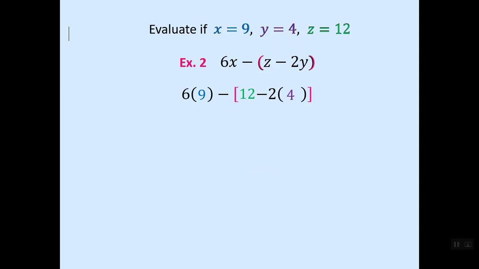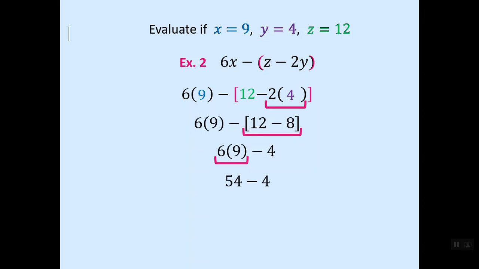I look for my grouping symbols, and I've got those brackets, and then inside the brackets there's still a smaller expression. So the first thing is 2 times 4. So I rewrite 6 times 9 minus bracket 12 minus 8. Now I still want to do inside my grouping symbols, so I'm going to do 12 minus 8. 6 times 9 minus 4, and I've completed the computation, so I don't need the grouping symbols anymore, so I just write it as a minus 4. Then I do 6 times 9 is 54, minus 4 is 50.